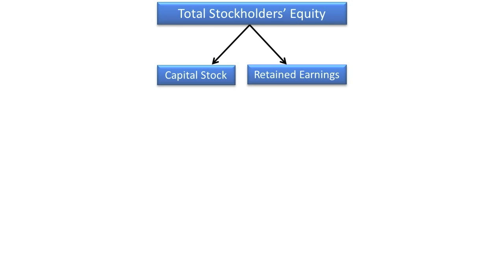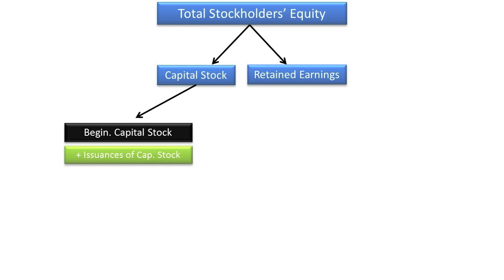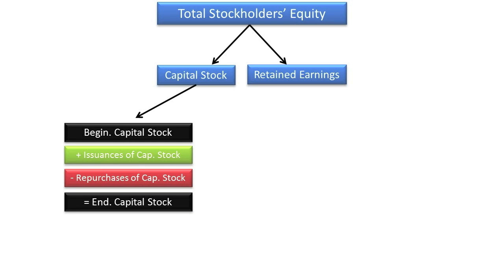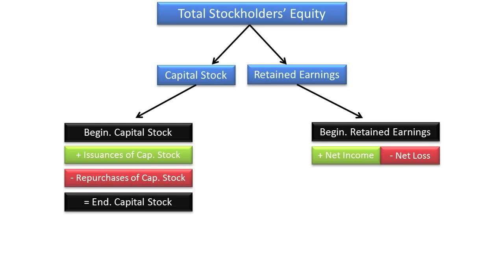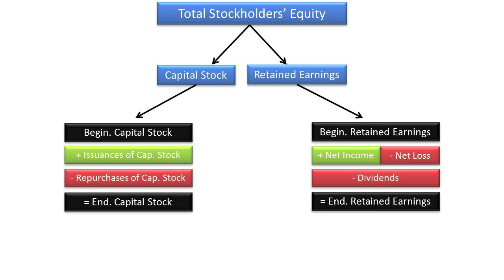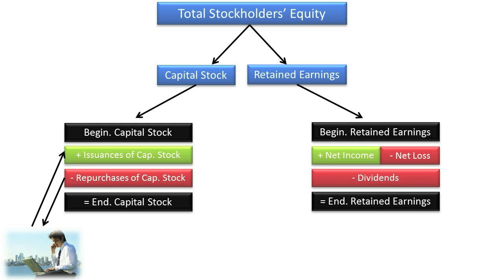Although there are other factors that can influence these accounts, the basic equations we will discuss in this course are as follows. Beginning capital stock plus issuances of capital stock minus repurchases of capital stock equals ending capital stock. For retained earnings, beginning retained earnings plus net income or minus net loss minus dividends equals ending retained earnings. Increases in capital stock result from investors contributing resources to the business in exchange for ownership shares. Capital stock decreases when capital stock is repurchased from investors by the business.